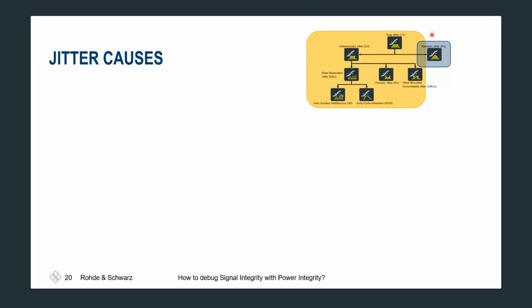What are typical causes for jitter and how can jitter separation help you in debugging your circuits? So here you can see that the total jitter is divided into a random and a deterministic part.